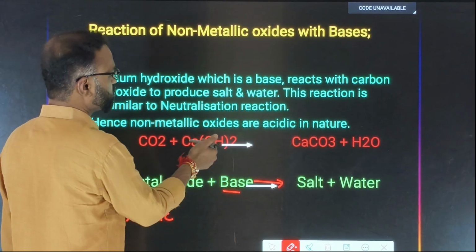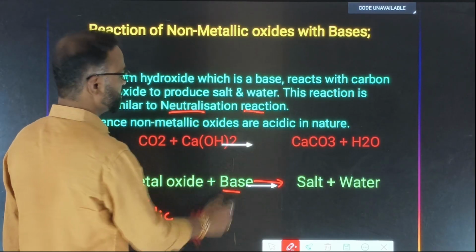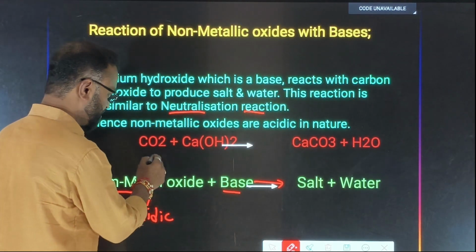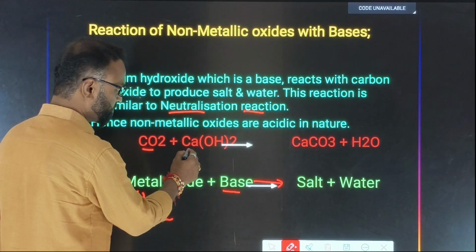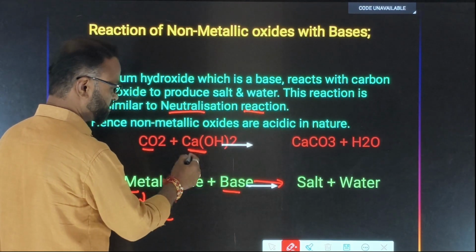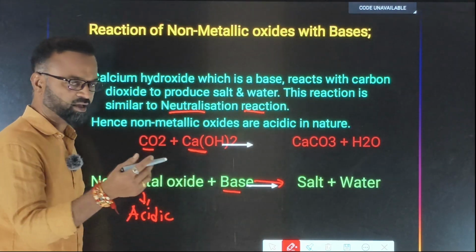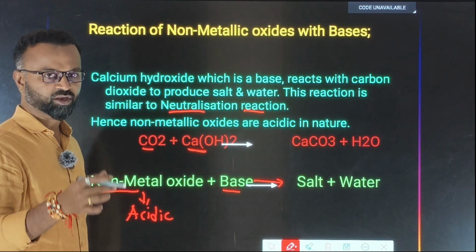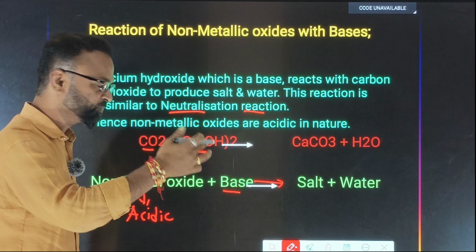This reaction is also called a neutralization reaction. Either the acid will react with the base or the base will react with the acid. We call those reactions neutralization reactions, where they form the respective salt and the water.